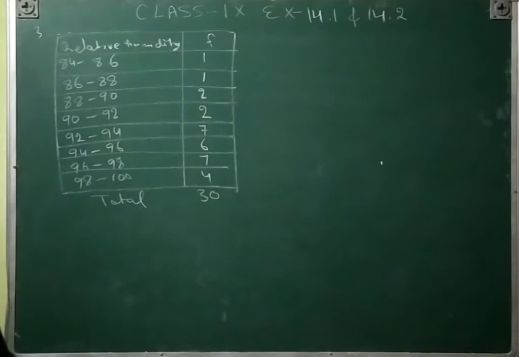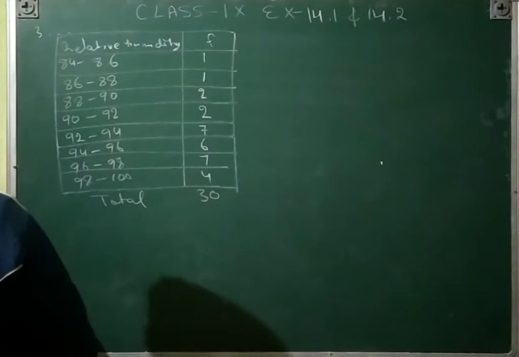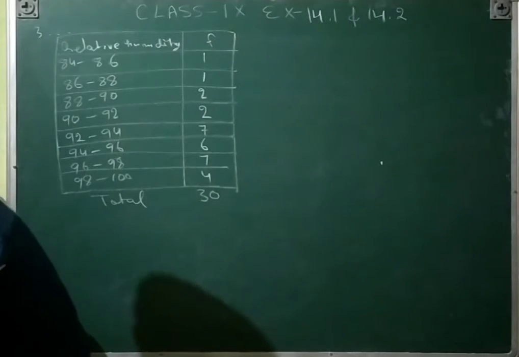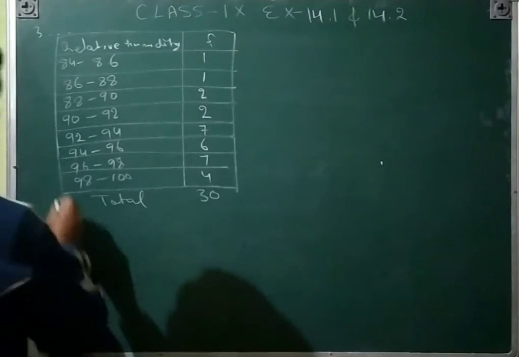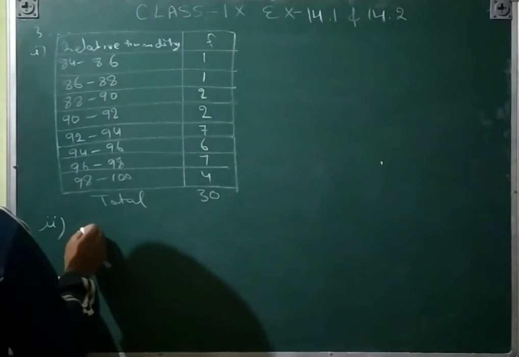The total frequency given there is 30. And then, the data appears to be taken in the rainy season. So this is the first part: in which season is this data given? Rainy season.